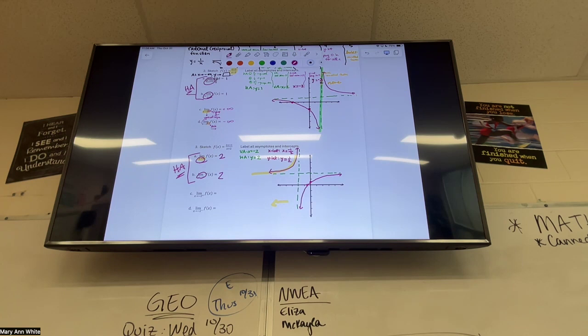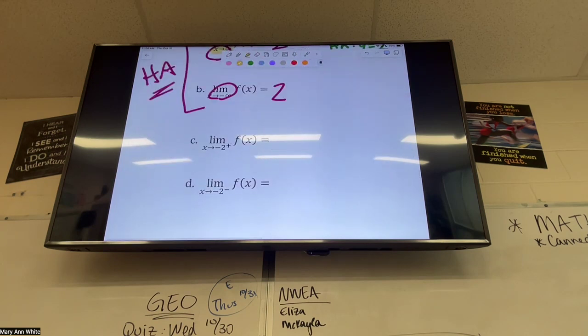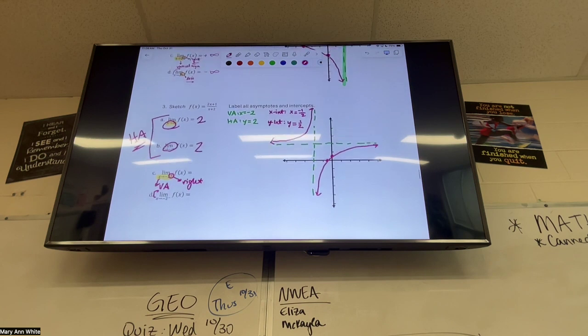Now, kind of like the last one, my next one is talking about as x approaches -2 from the right. What's -2 in this graph? Vertical asymptote. Just like the last one. When we approach the vertical asymptote, think about what we got as our last answers. Here's my vertical asymptote. I'm approaching it from the right-hand side.